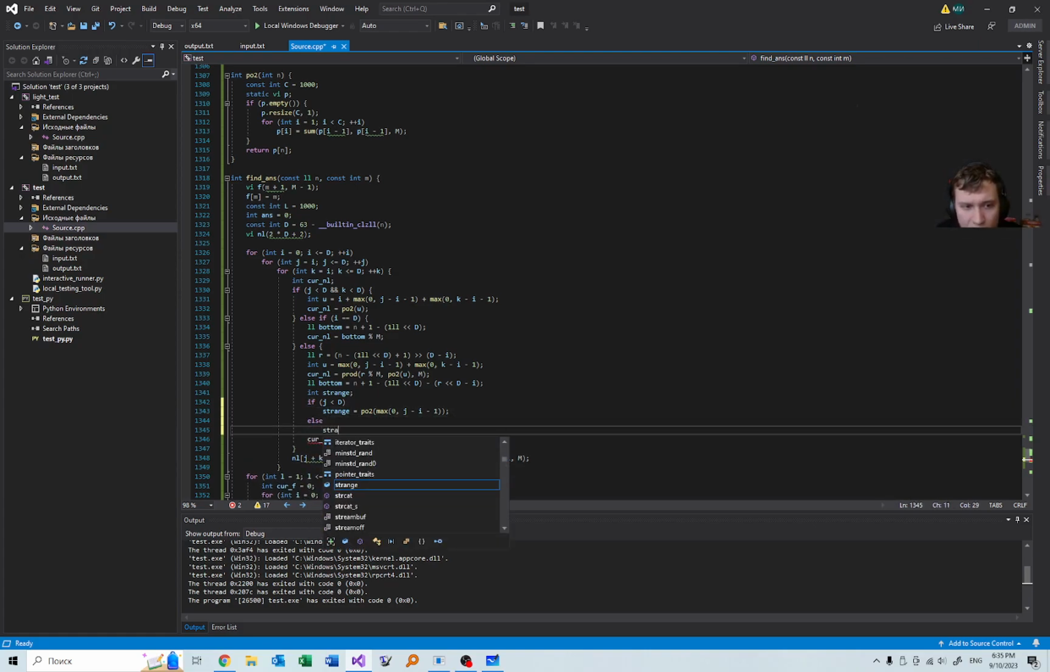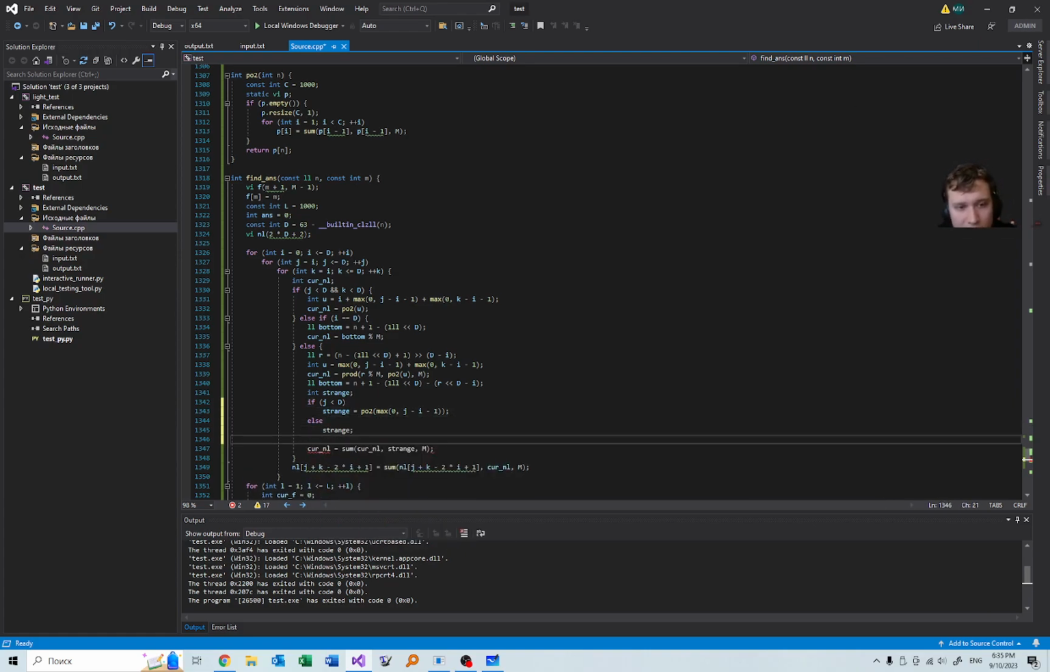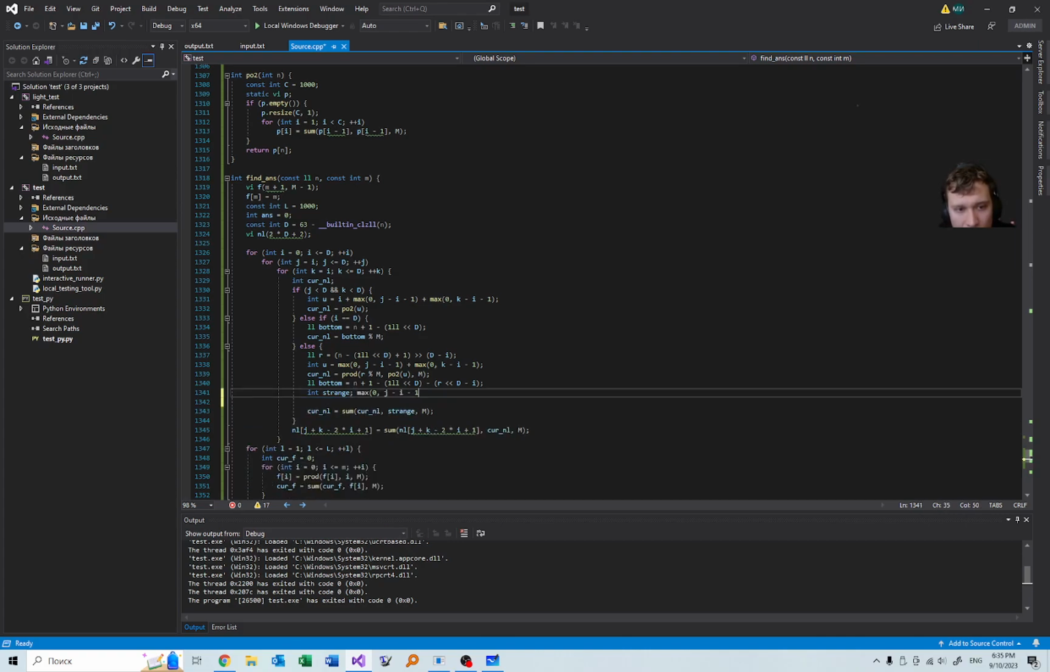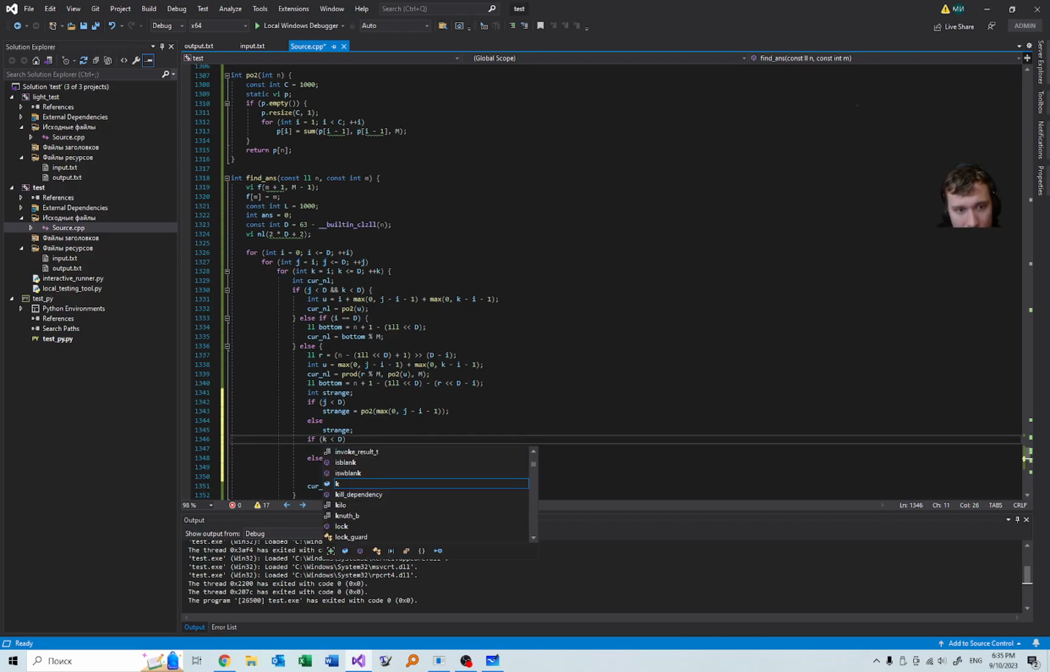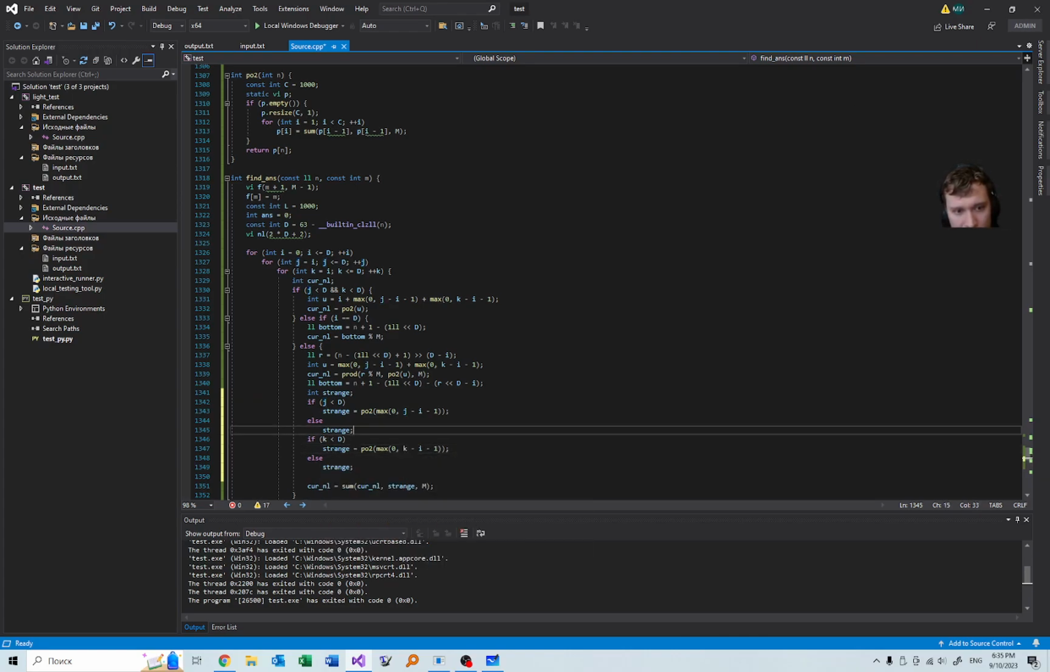Otherwise, I need to calculate strange some other way. And the same thing goes for K. So if K is less than D, I need to make this. But here I need to say that it is product of strange and this power of 2 modulo M. And otherwise I need something else.